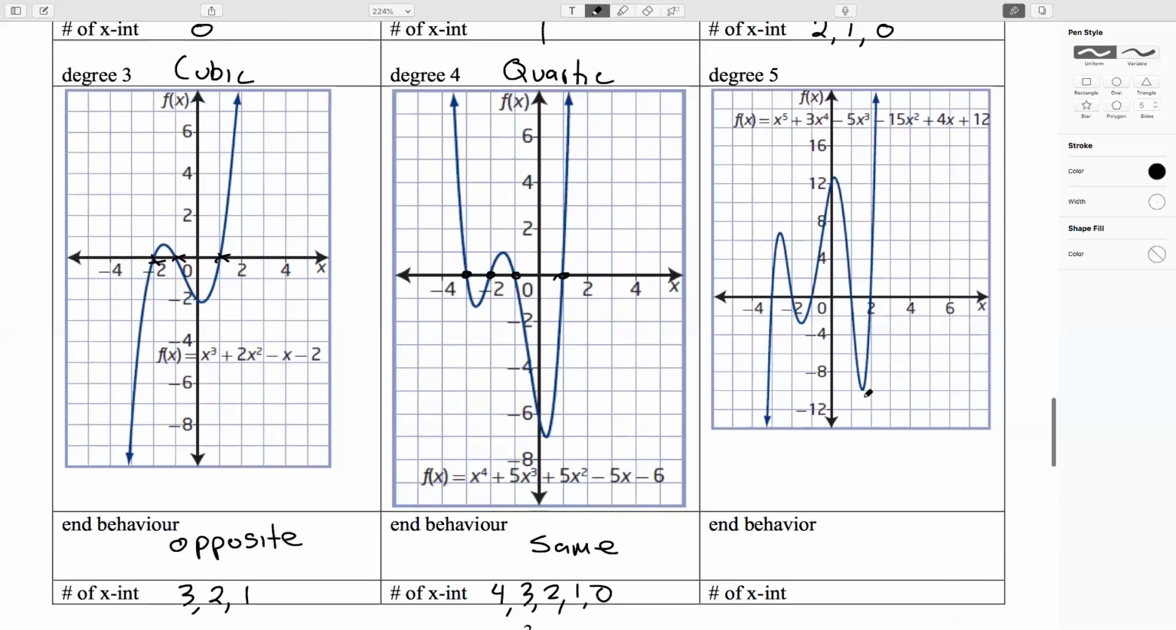And lastly, degree 5s. These are called quintic functions. They have opposite end behavior. You must have at least 1 x-intercept, but you can have up to 5. You can have 1, 2, 3, 4, 5.